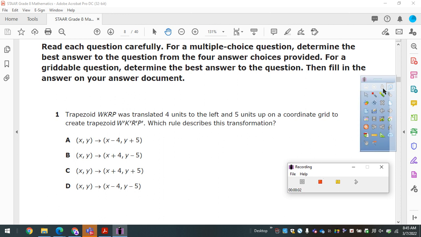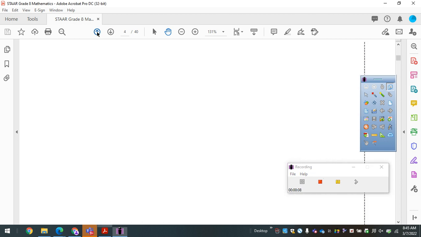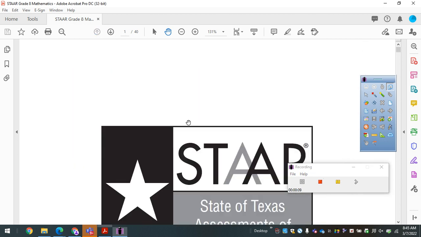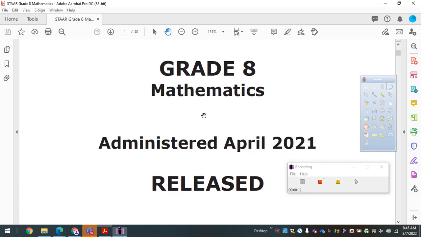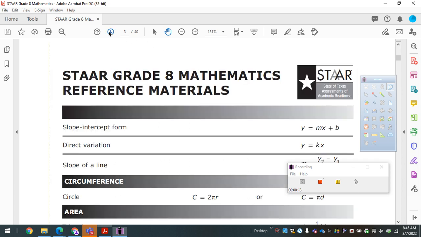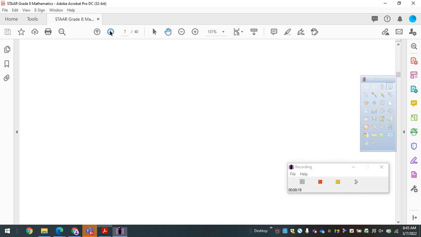Here's a 2019, my bad, 2021, right? Release STAAR test. So this is the last test that was given to everybody. We need to go ahead and review this one to make sure that we're up to date with at least the most recent kind of question that the state will ask.